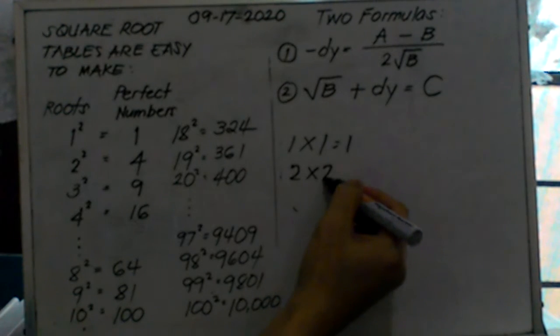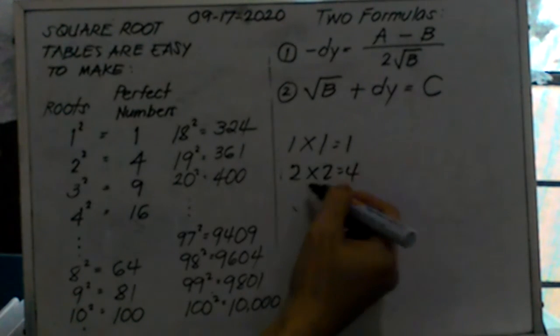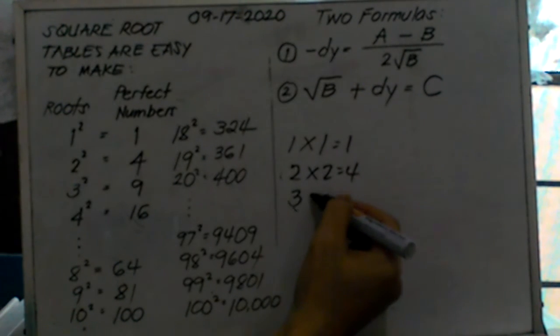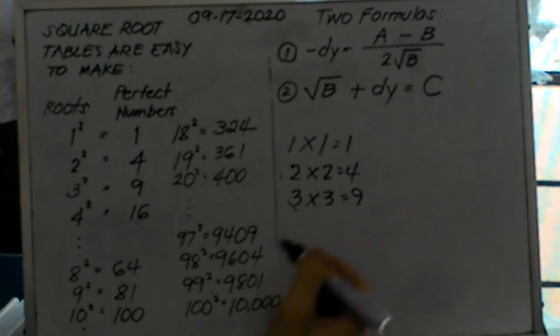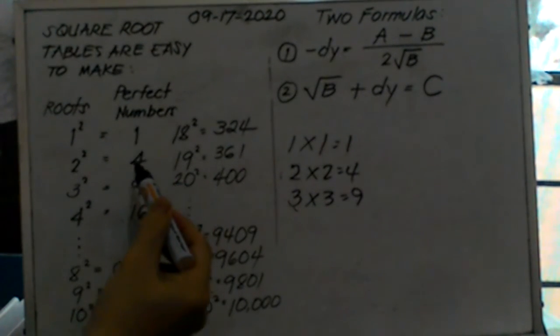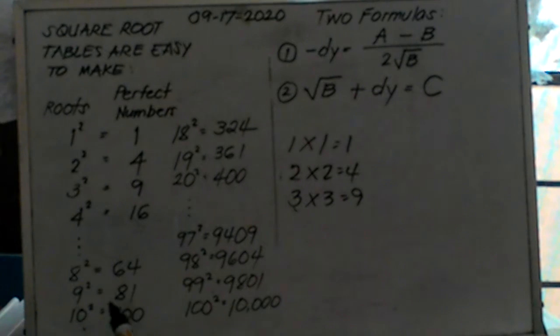2 times 2 is 4. 3 multiplied by itself is 9. And so on.